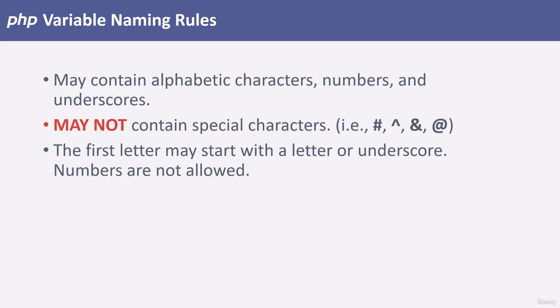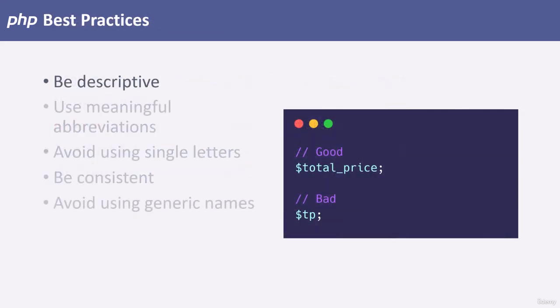Lastly, the first character of a variable name may be a letter or underscore. While numbers are allowed in variable names, they cannot be the first character. Besides these rules, PHP gives us a lot of freedom in naming our variables. There are a few good practices worth mentioning. Firstly, variable names should be descriptive. For example, let's say we had a variable for storing the total price of a user's purchase. The name of the variable could be called totalPrice. That name is short, clear, and concise.